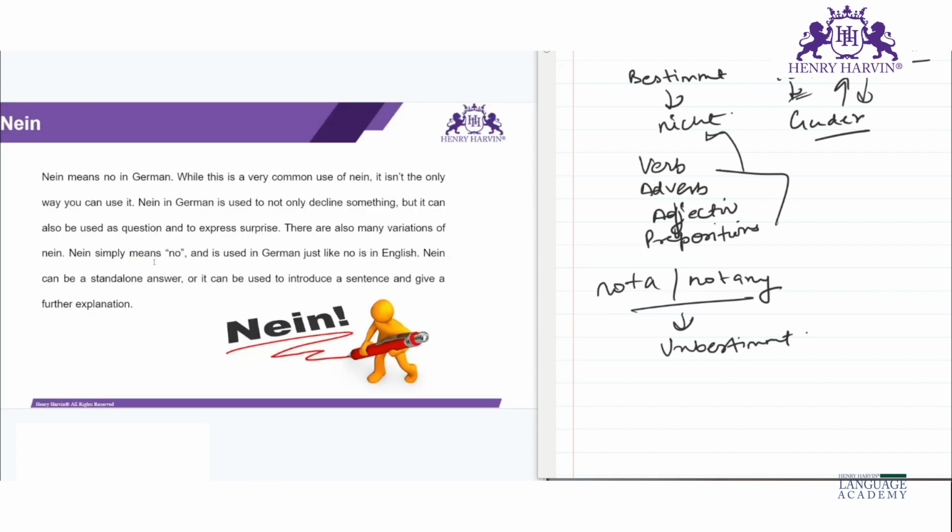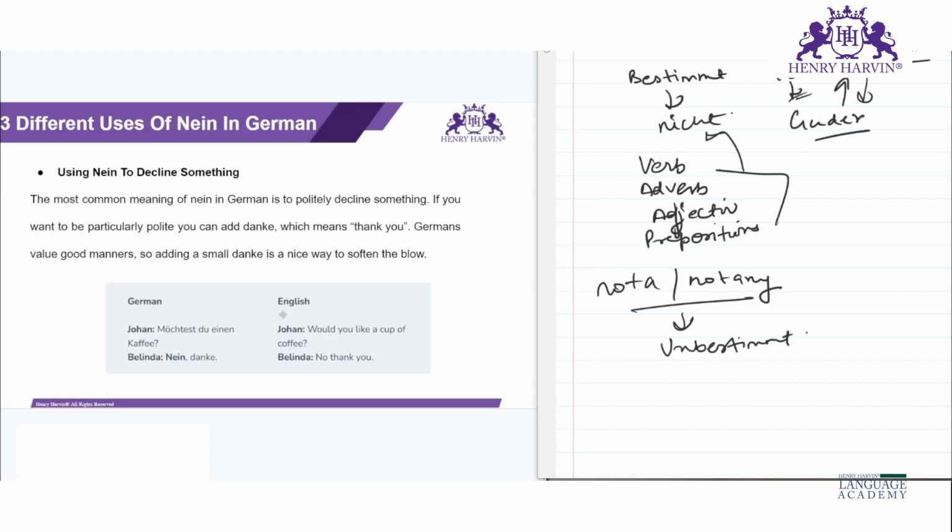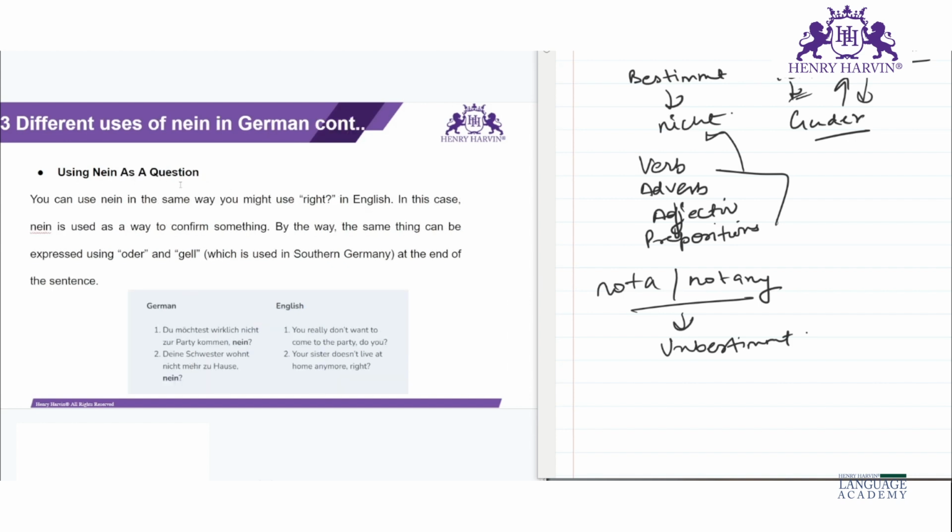When to use nein? Nein means no in German. While this is a very common use of nein, it isn't the only way you can use it. It basically helps you express what you are saying in a negative way, which is no. There is no rule for nein as such that goes with bestimmt or unbestimmt. This is a general word in German. Here are the different uses. Using nein to decline something: Möchtest du einen Kaffee? Nein, danke. No, thank you. Using nein as a question.